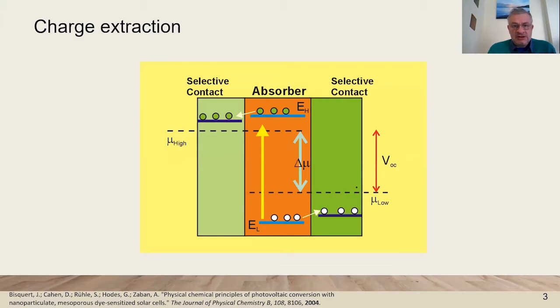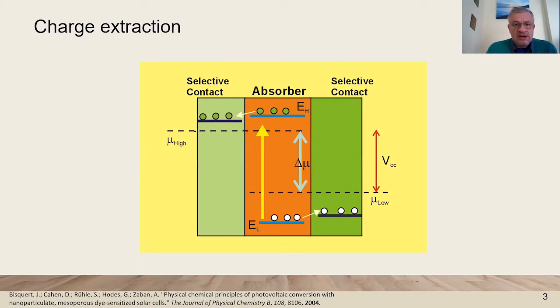We need to generate a voltage, and to generate a voltage we need contacts. So now the semiconductor has been supplemented with two selective contacts. And the selective contact means that the contact on the left is going to take electrons. And then this will be typically a metal, then the Fermi level in the metal is going to follow the Fermi level that has been generated in the semiconductor by the action of light.